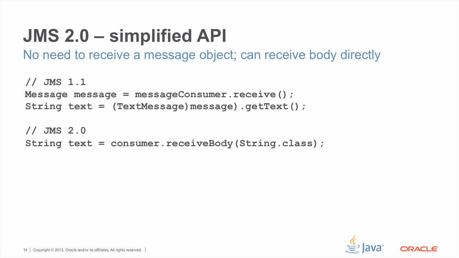Now, in the simplified API, instead of calling the receive method, which returns a message object, you can call the receiveBody method, passing in the expected body type. JMS will then receive the next message, extract the message body, and return it to you. So this saves you a line of code and also avoids the need to perform a cast.